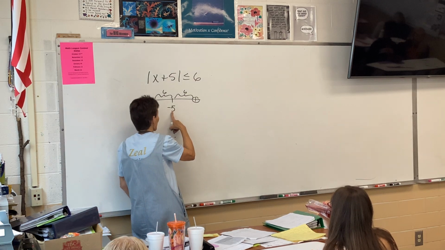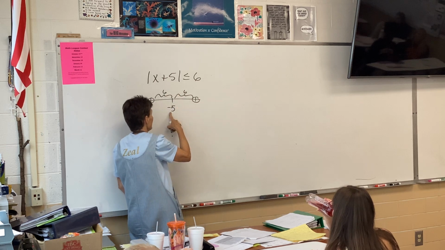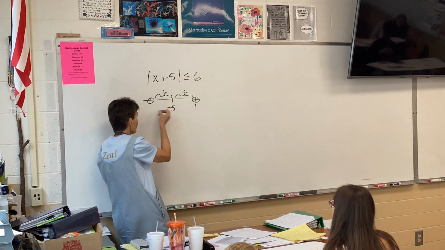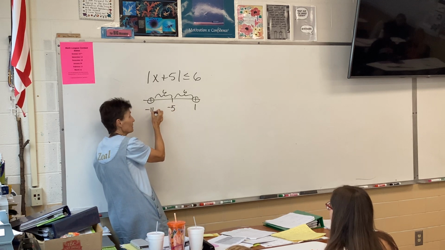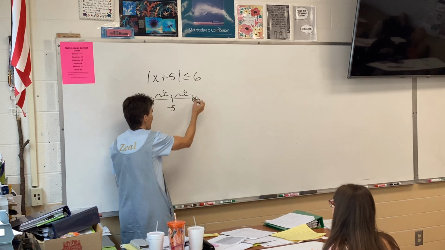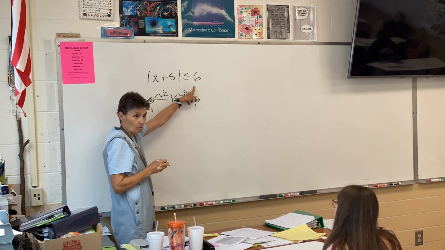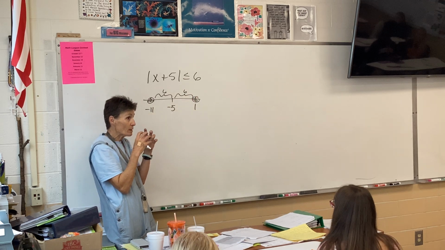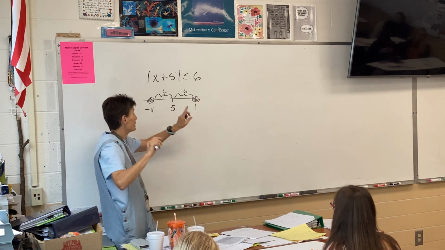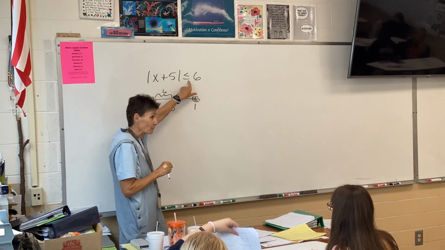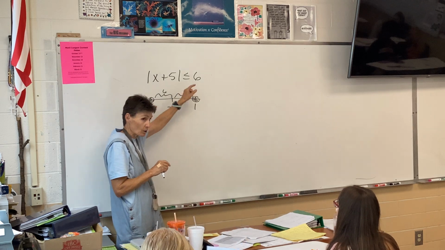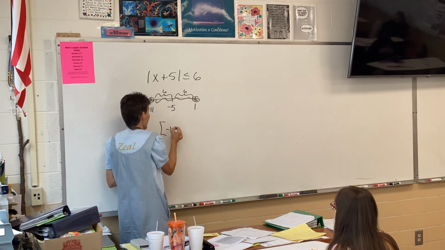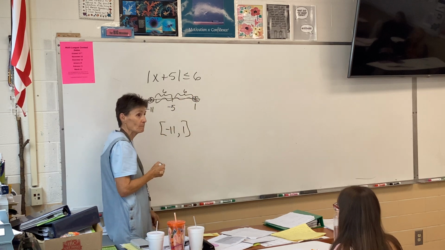So then we said, okay, if we start at -5, the opposite of that number, and we go forward 6, we would be at 1. And if we go backward 6, we would be at -11. We colored in those dots because of the "or equal to." And then we figured out if we need to shade in between them or outside of them. So we looked at this sign right here. It's a less than, so we're going to shade in between. So the answer to the problem was this. Remember doing that yesterday? Okay.